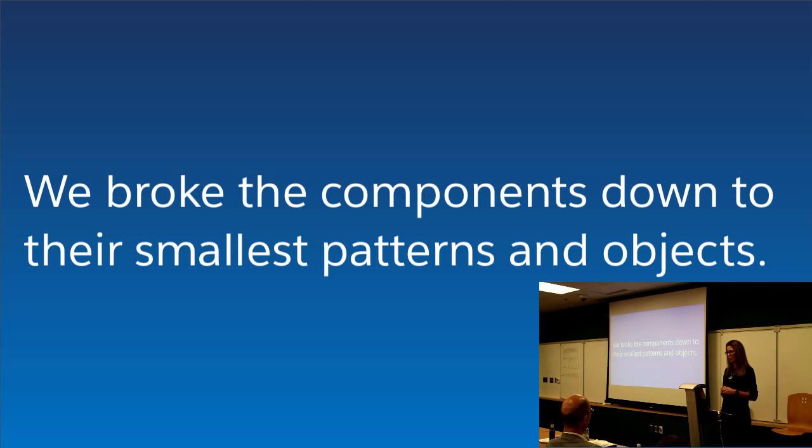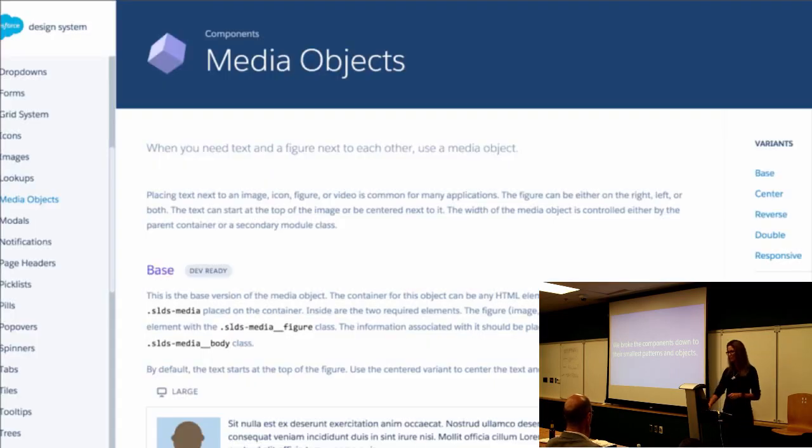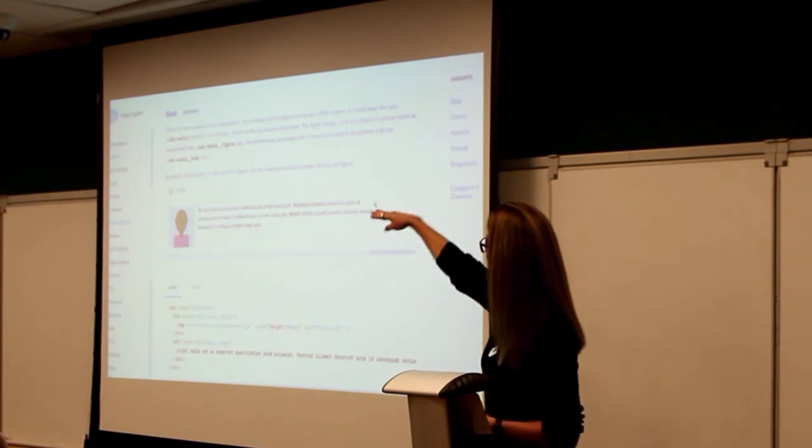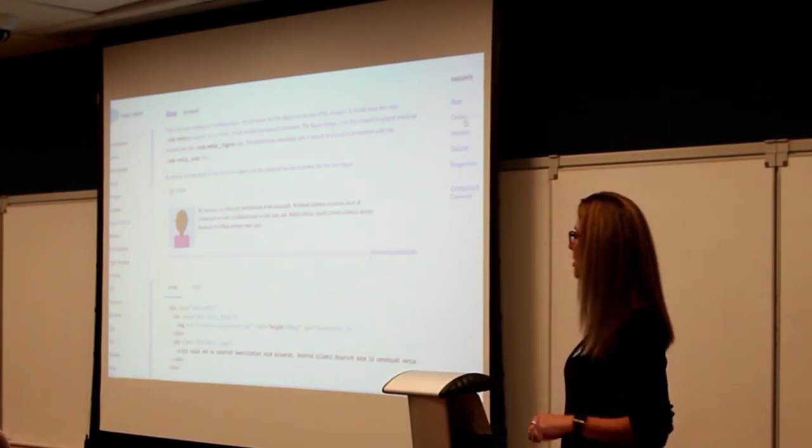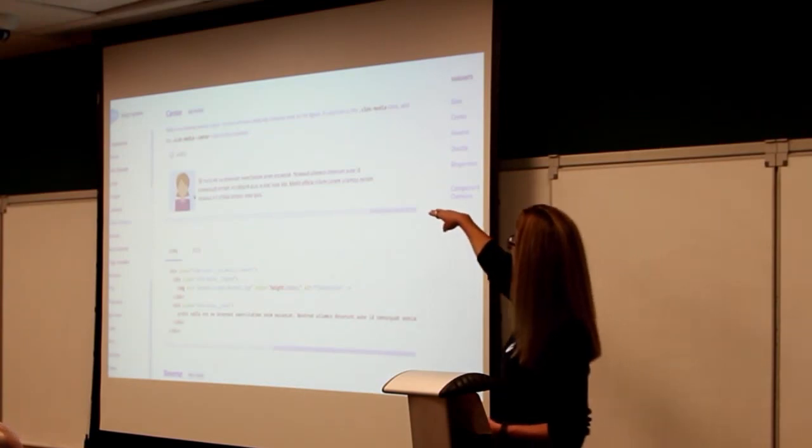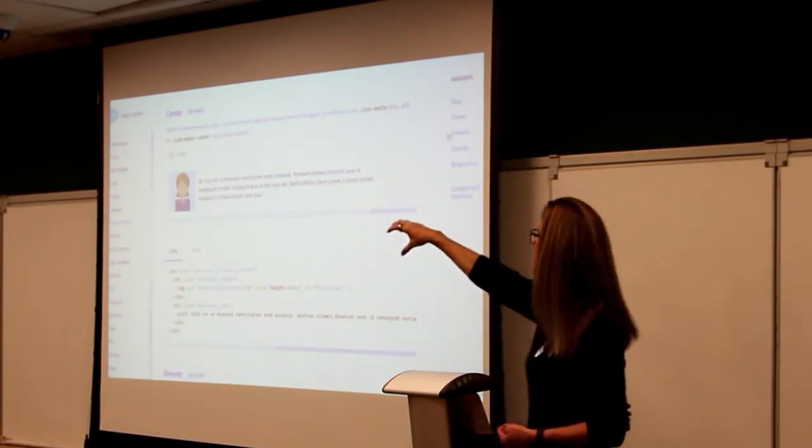So as we inventoried each component, we were able to identify pieces, little patterns, that make up the components themselves, little reusable bits. And we began by building the smallest pieces and then we combine those to create the larger components. So let's look at one of our more common uses. This is a media object. A media object is simply a figure and text sitting side by side. It's a very common pattern in an application. The base media object is simply the text at the top, and the object can be an SVG, an icon, an image, a movie. The centered media object puts the centered text next to the object.